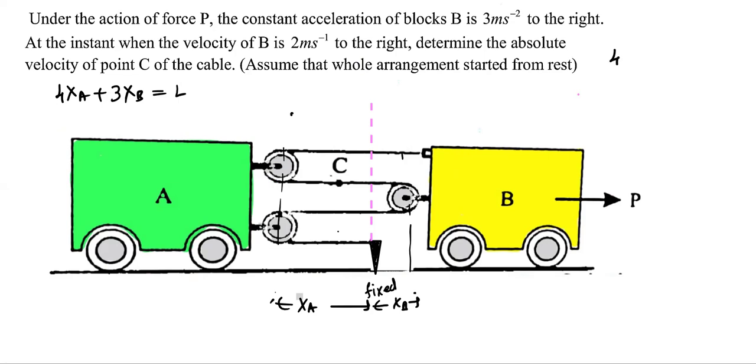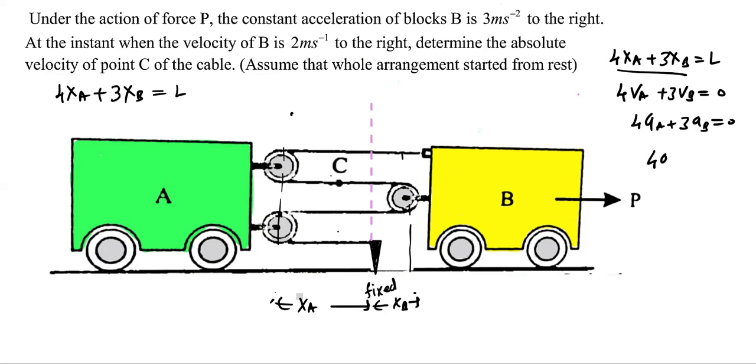So then here 4XA + 3XB equal to L. So this will be 4VA plus 3VB equal to 0. 4AA plus 3AB equal to 0. Now differentiating this, X and XB are variable. So I have this all magnitude 3AB.